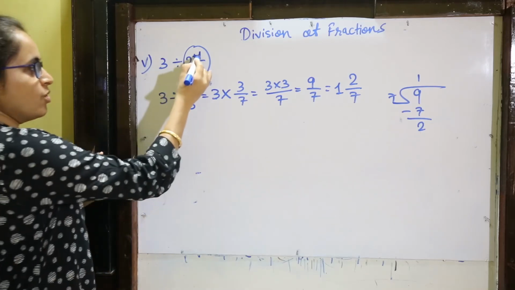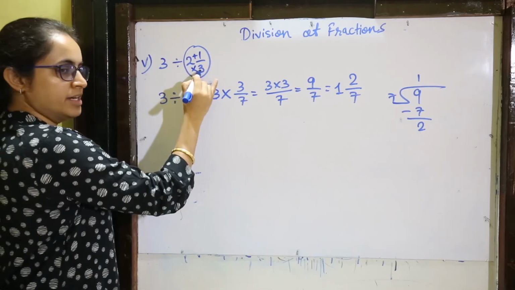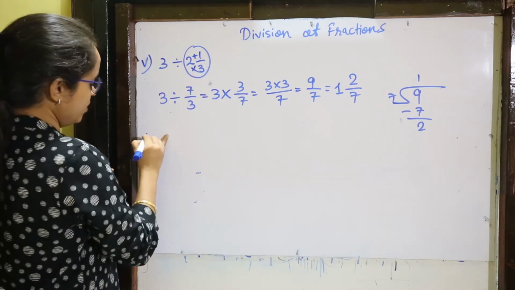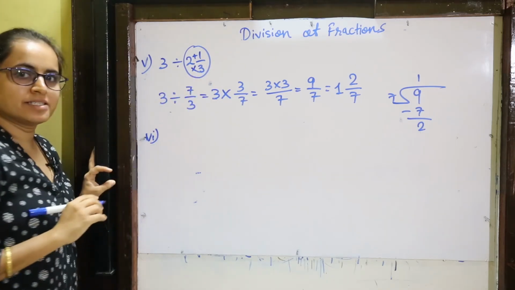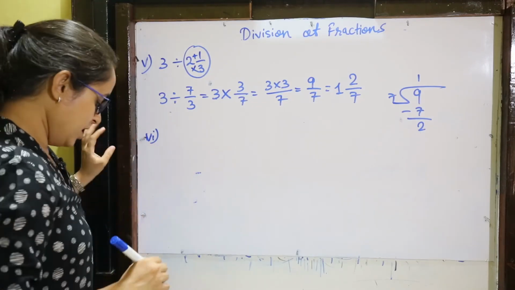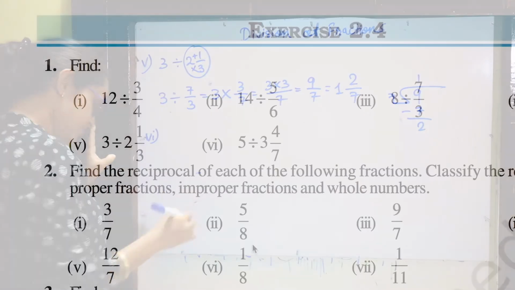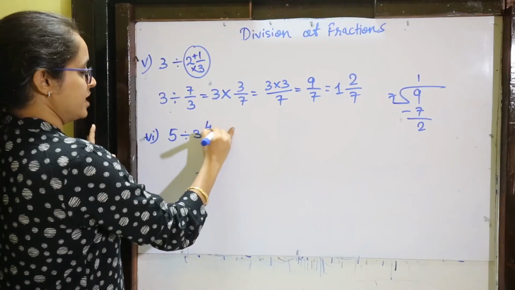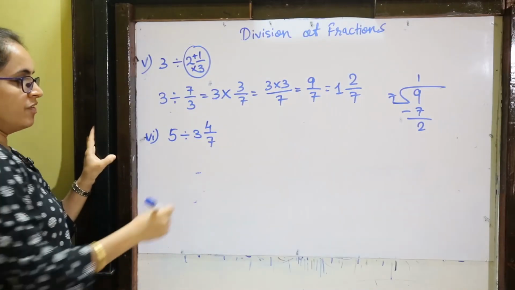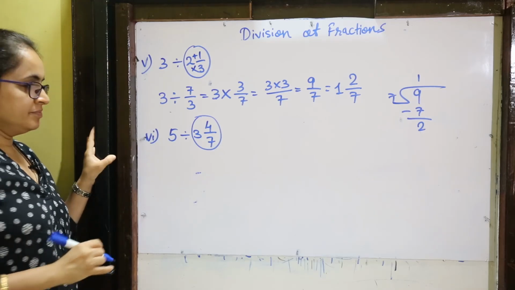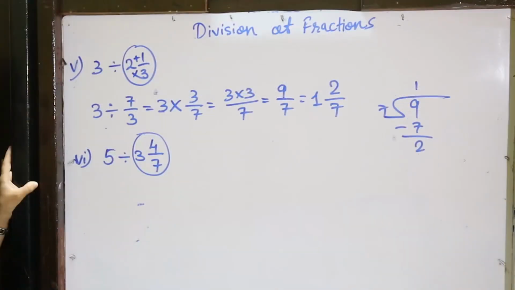Okay. So whenever you have a mixed number, you first need to convert it into improper and then keep change flip. Okay. So I want you to do VI, that is sixth number, and that is your last in this. Okay. Then we will move on to the next one. The last one is 5 divided by 3 4 upon 7. Okay, so first you have to convert it into improper. Pause the video and complete your work.